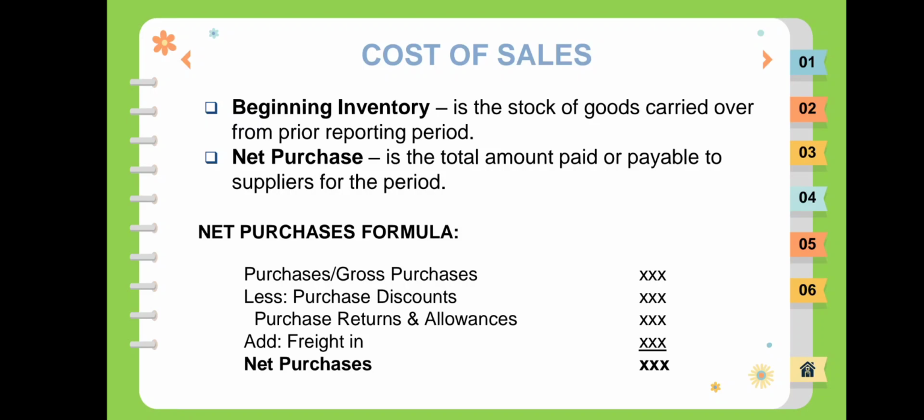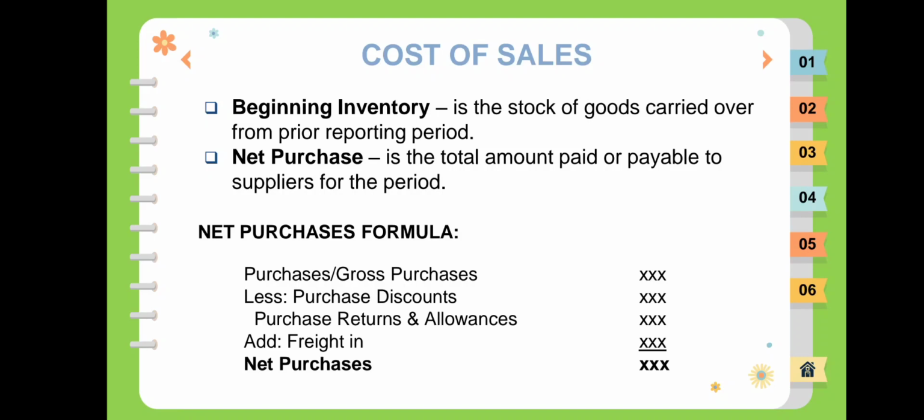Next to beginning inventory, we have net purchases. You add net purchases to beginning inventory to get the total goods available for sale. So ano naman yung net purchases? So this is the total amount paid or payable to suppliers for the period. Ito yung mga inventory, mga paninda na binili ni business during the current year. So let's go back to 2019, the current year. Yung mga pinamili niyang inventory or paninda noong 2019 is the net purchases.